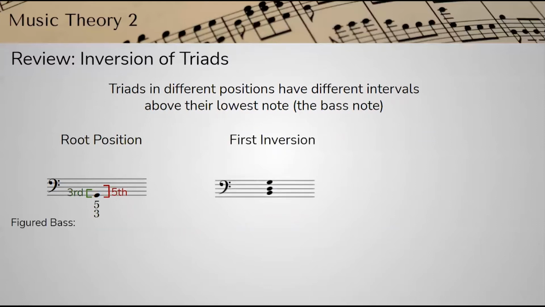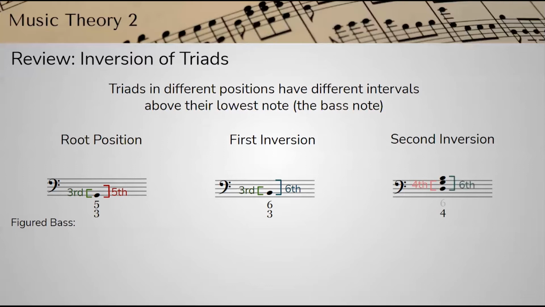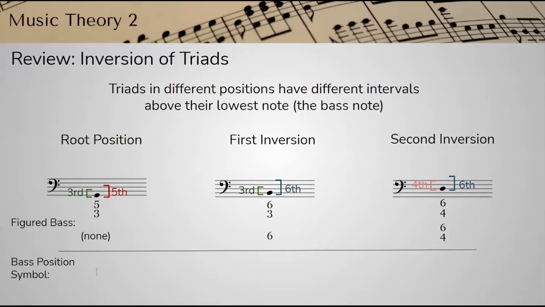And then the first inversion triads have a third and a sixth. And the second inversion triads, the one we're dealing with today, have a fourth and a sixth. So here we have D to G, that's a fourth, and a sixth. So no fifths and no thirds. The figured bass for a second inversion triad is the number 6 and 4. And the bass position symbol, the thing you attach to a Roman numeral or put under a figured bass, is the same. It's 6, 4.